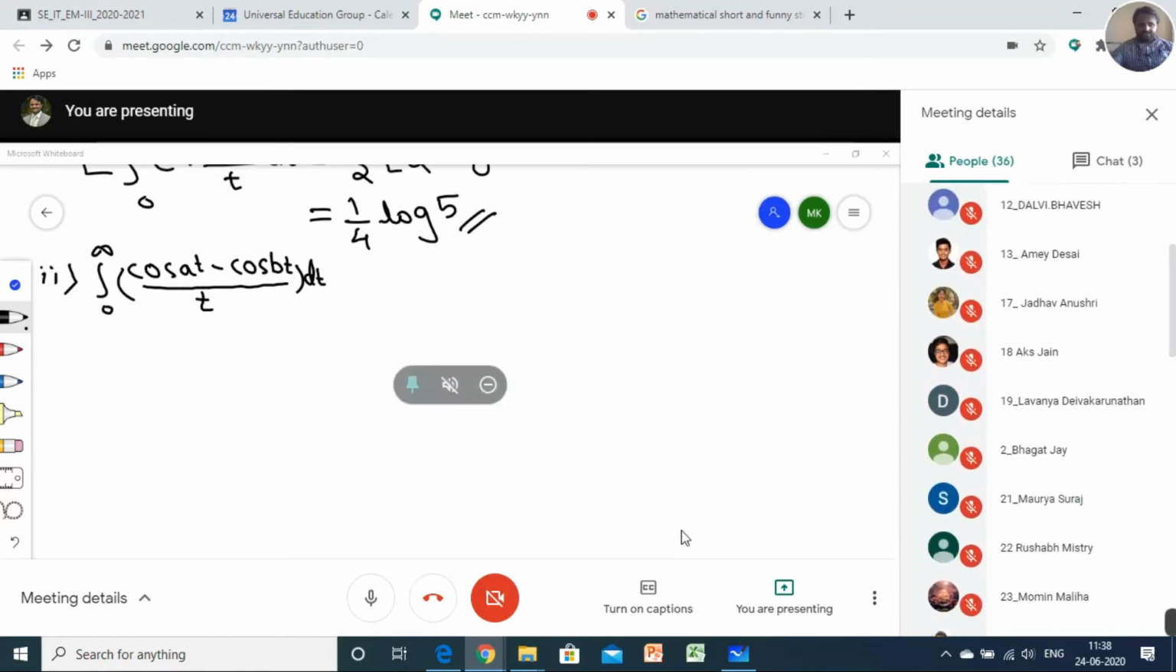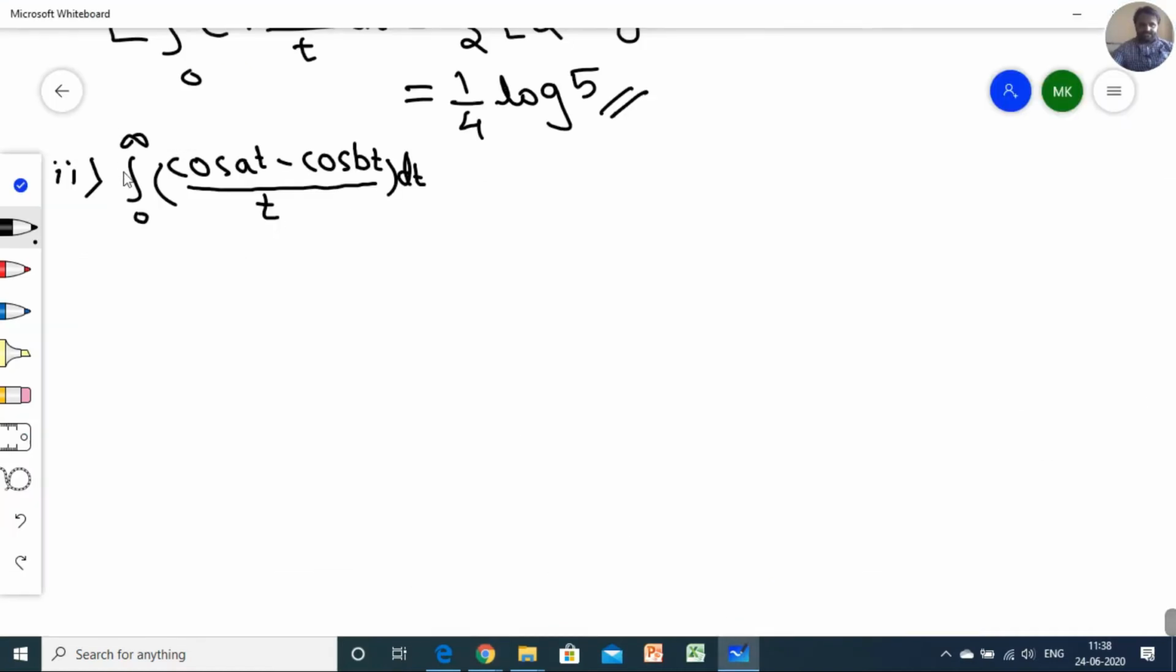Okay. So in this question, again the definition format is given, integral 0 to infinity. So what will be the value of s here? Sir, s is not comparable, sir. Yes, it is comparable.